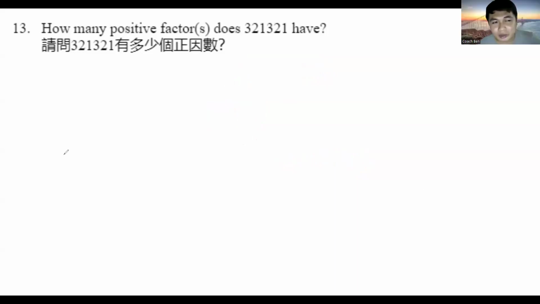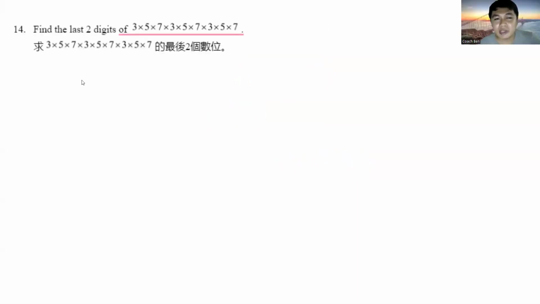So let's move on to number 14. Find the last 2 digits of 3 times 5 times 7 times 3 times 5 times 7 times 3 times 5 times 7. Okay, does anybody want to volunteer for number 14?